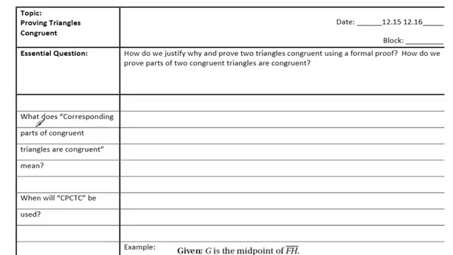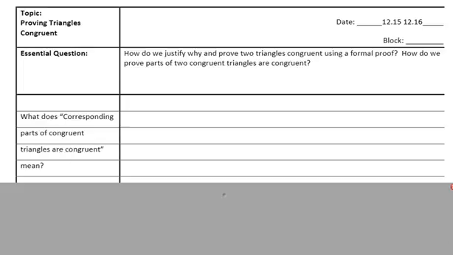A reason that we're going to use a lot in these proofs is what does corresponding parts of congruent triangles are congruent mean? So let's break that down. Corresponding, remember, means matching. So matching parts of congruent triangles are congruent. Basically means exactly that. If you know that two triangles are congruent, then their corresponding angles and sides are congruent, or their matching angles and sides are congruent.